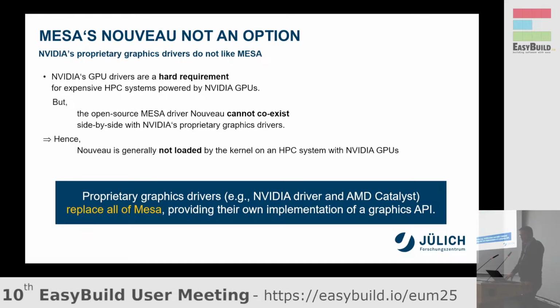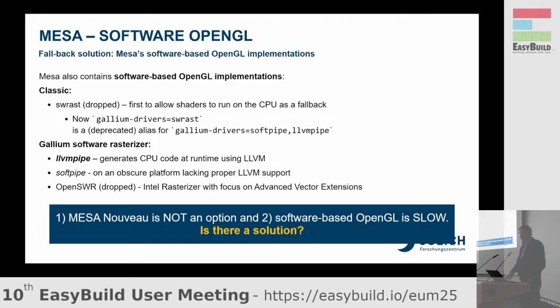So eventually that means we cannot base on that. The proprietary graphics driver from NVIDIA replaces all of Mesa, providing its own implementation of the graphics API. That means that without Nouveau, if you go through Mesa and use OpenGL, you're back on software rendering.